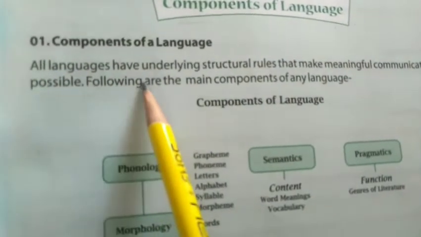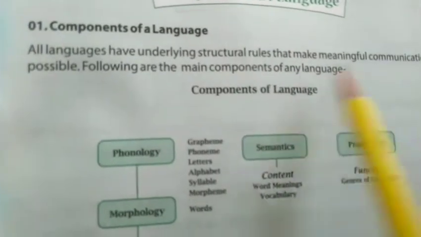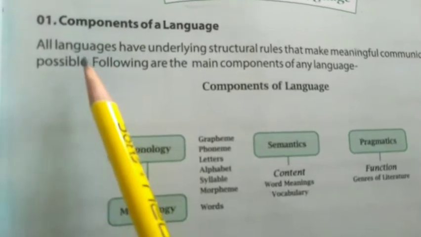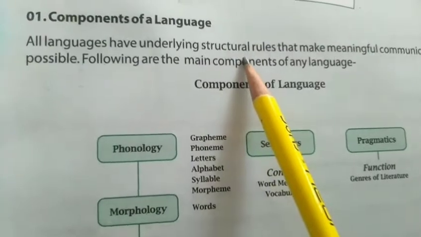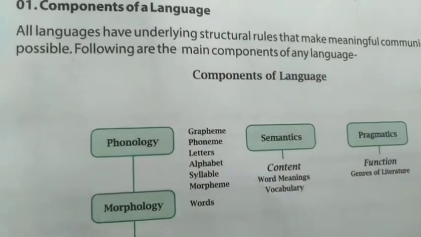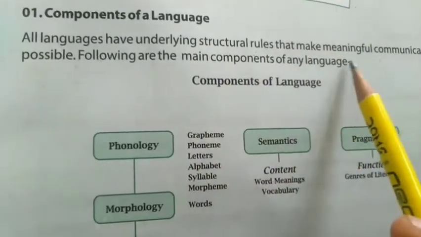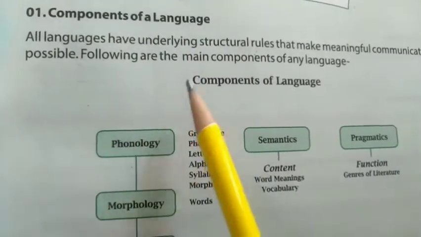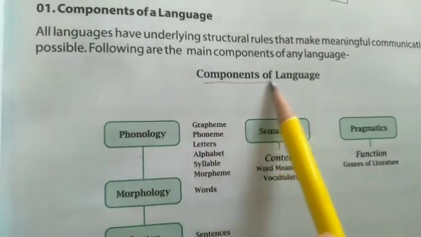All languages have underlying structural rules that make meaningful communication possible. Now, all the languages, no matter if it is Hindi, Punjabi or English, they have some basic structural rules that make the communication meaningful. With the help of these rules, we are able to communicate well with others. Now, what are those components which make the language more effective? Those components are mentioned here.